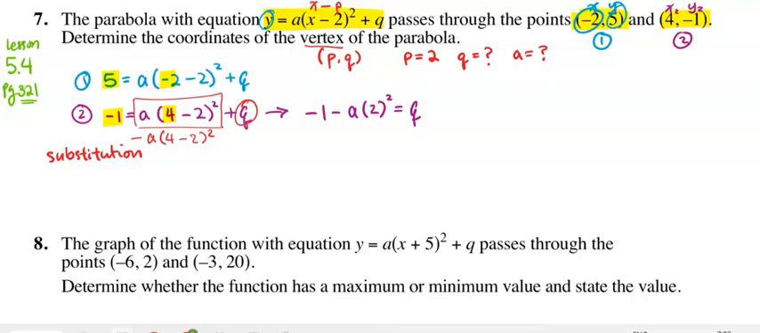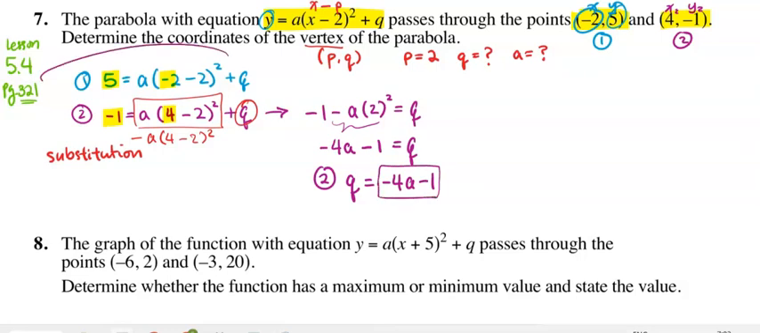Let's simplify that a little bit more, and I'm going to move this to the front here, okay? I have 2 to the power of 2, that gives me 4. So negative 4a minus 1 is equal to positive q. Now my equation 2 becomes q is equal to negative 4a minus 1. And that's something I can use in my first equation as well. Reason being is that I know the q value is going to be the same in both scenarios, since this is all a part of one parabolic equation.